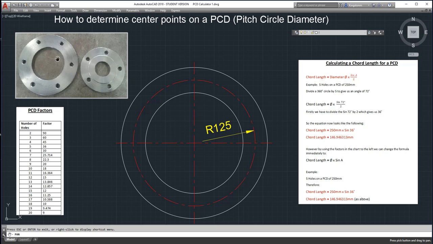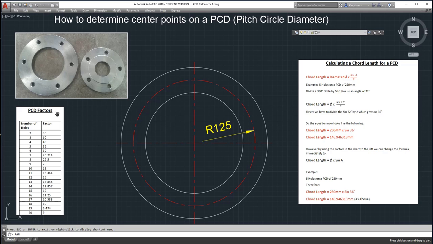So flanges over here, top left hand corner, any flange like this, you can see the one on the right has 5 holes in it, the one on the left has 6 holes in it. Those holes are actually drilled on the PCD, and what we're going to use is a formula for a chord length over here on the right. Calculating a chord length for a PCD, so we'll work through that.